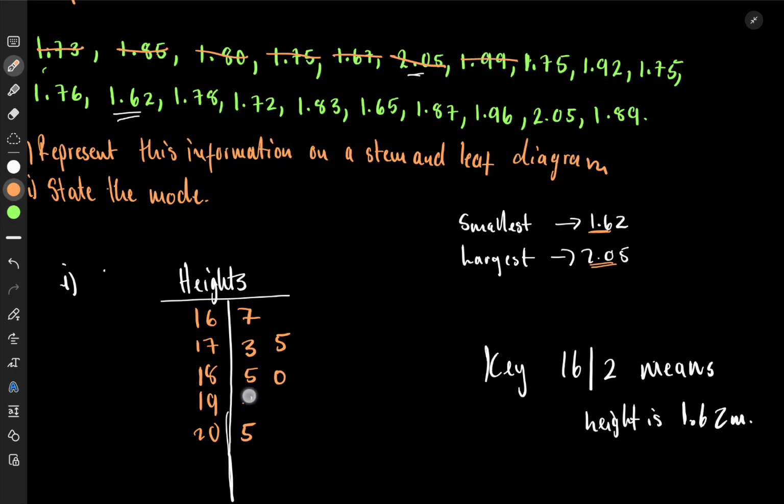1.99, I go to 19, I put a 9. 1.75, I go to 17, I put a 5. 1.92, I go to 19, I put a 2. 1.75, 17, a 5. 1.76, 17, a 6. 1.62, 16, a 2. 1.78, 17, an 8. 1.72, 17, a 2. 1.83, 18, a 3. 1.65, 16, a 5. 1.87, 18, a 7. 1.96, 19, a 6. 2.05 starts with 20, so I go to 20, I put a 5. 1.89 starts with 18 and I put a 9.